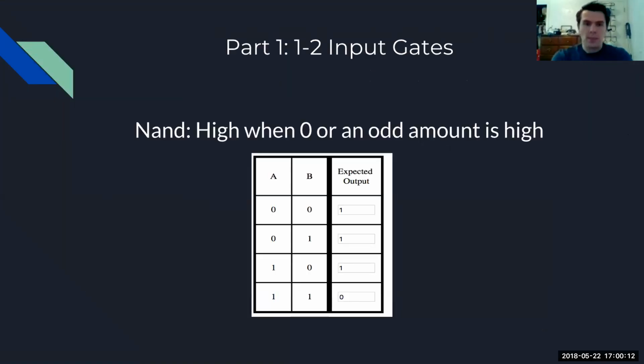So first, we had to review several of the basic 1 to 2 input gates. The first one was the NAND gate, which basically produces a high output when 0 or any other odd amount of inputs is high, as shown in this truth table.